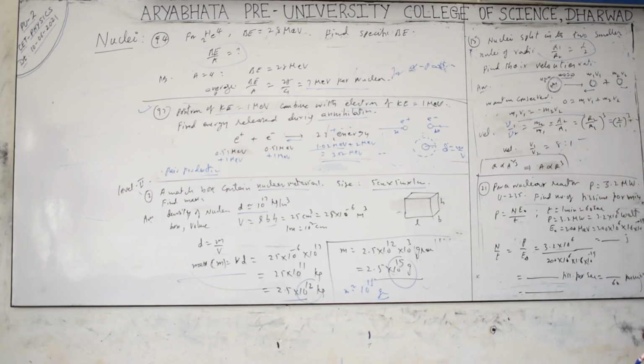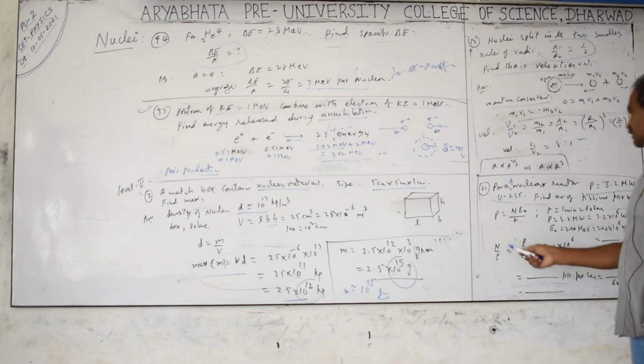Next, question number 21. This is level 2. The power of a nuclear reactor is given as 3.2 megawatts, and they are using uranium-235 in it. Find the number of fissions per minute. They ask per minute, not per second. 1 minute is equal to 60 seconds. If you take everything in SI units, time will be in seconds only. Per 1 second means 1 by 60 of a minute.